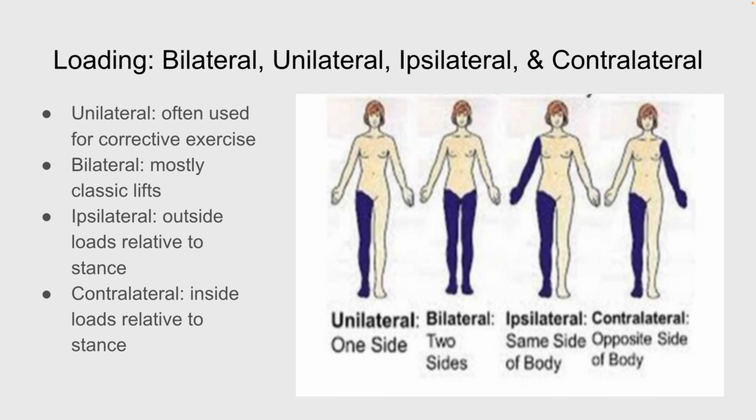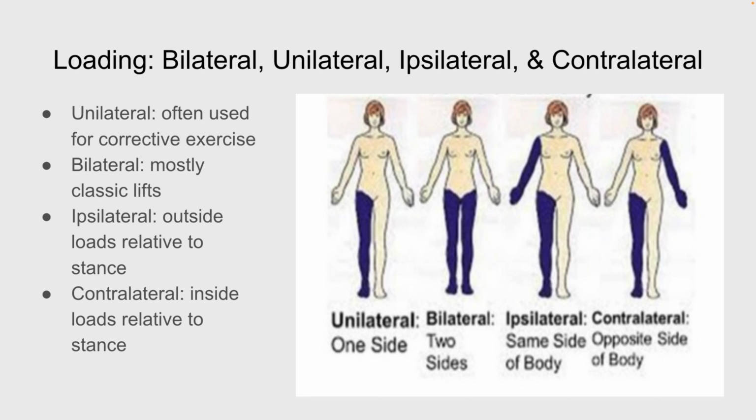Bilateral, unilateral, ipsilateral, and contralateral. Unilateral, often used for corrective exercises. This is where we would train one limb at a time. This can be really useful for isolating mechanics when bilaterally things are not similar.